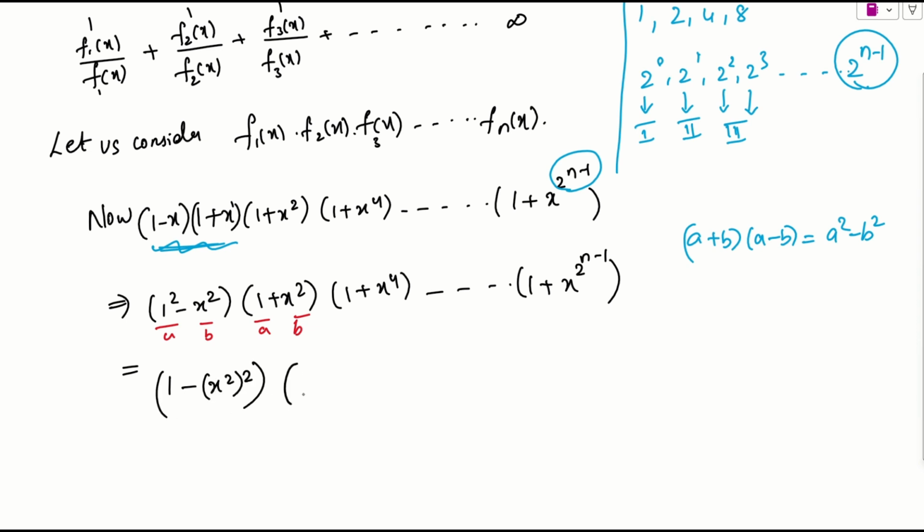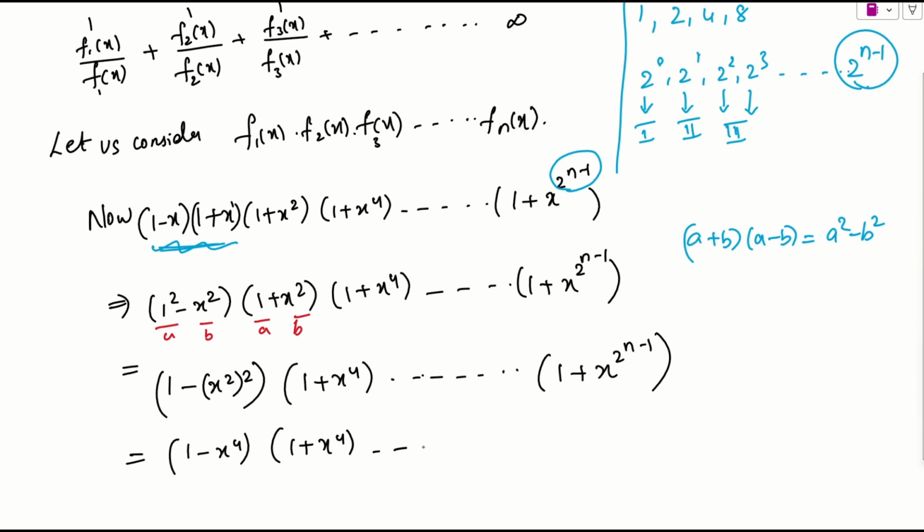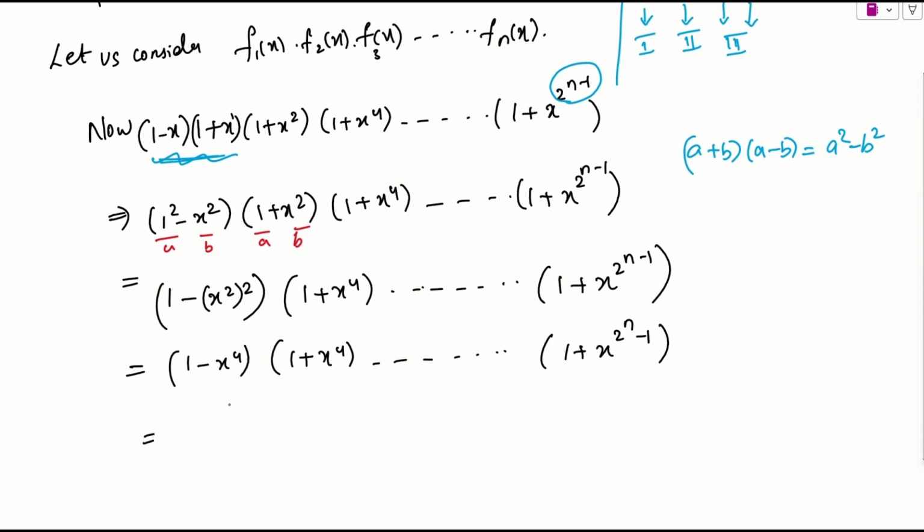Into, this is 1 plus x power 4 and so on. It should be into, everything I have taken in terms of what, product of the terms. Is it okay? This is nothing but 1 plus x raised to the power 2 power n minus 1. Agree? So this is nothing but 1 minus x to the power 4 into 1 plus x raised to the power 4. Again I'll be getting the same formula here. Is it okay? Yeah. So what I'll be getting, 1 minus x power of 2 power n minus 1. So this is nothing but the next term, which is x power and so on.